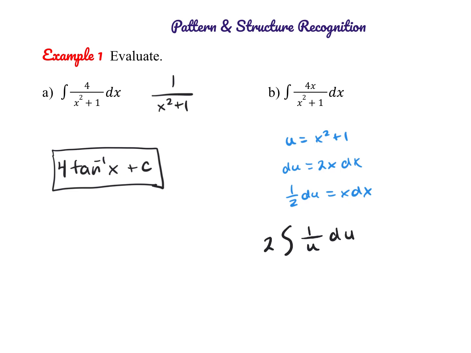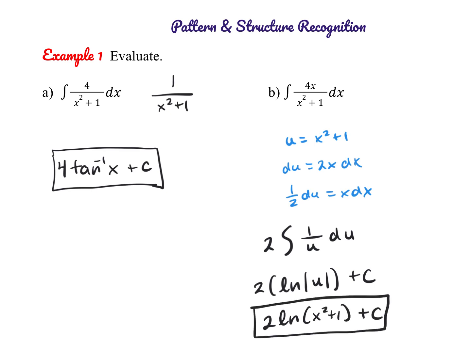And then from here we can evaluate. So we know it's the natural log of the absolute value of u. And then we can substitute back in. And again here, we know that x squared plus 1 is always positive. So 2 times the natural log of x squared plus 1 plus c. So again, this is really just recognizing the difference between these two. They look super similar. Here, it's one of our structures. Here, it is not.